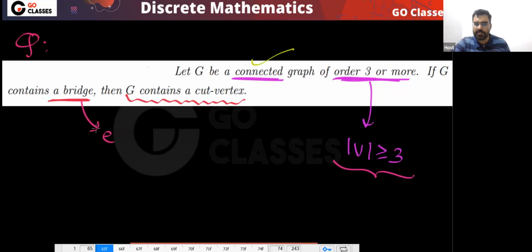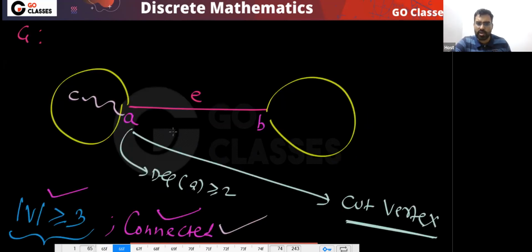Please tell me, is this clear? All these questions have the same template. The template is the same: the number of vertices is 3 or more and the graph is connected. So this vertex A will have degree greater than or equal to 2, so it is a cut vertex. You can note this is a cut vertex now. Okay.